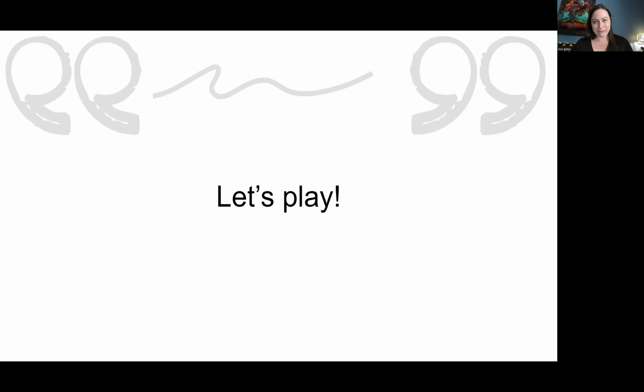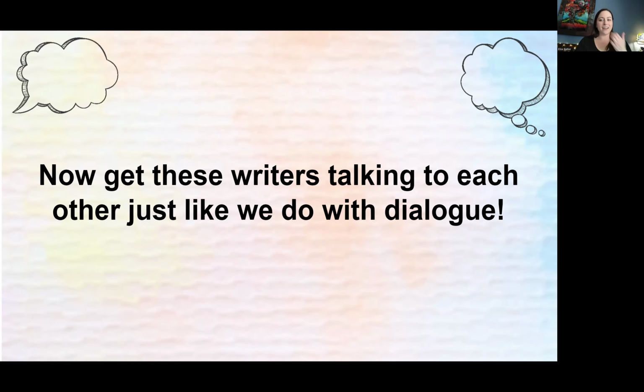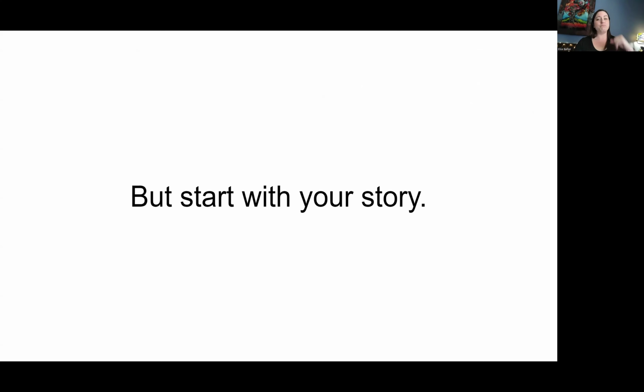So let's play with this. There are different ways of making this more organic and fun, and I hope that you get some good ideas here. Part of what you want to do in order to get this sort of organic feeling of using your sources is to think about all of these different voices as characters, and they're all having a conversation with each other, and you want to get them talking almost like characters if possible. So we want to get these writers talking to each other almost like dialogue. But before we start there, I think that it's smart to start with your story.